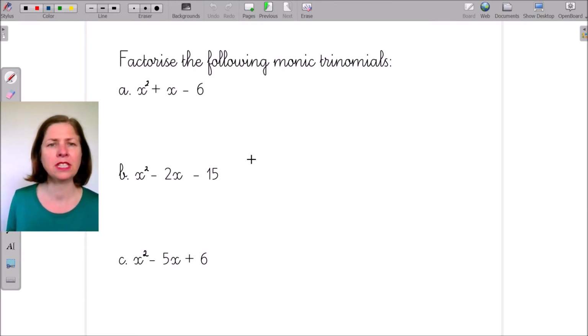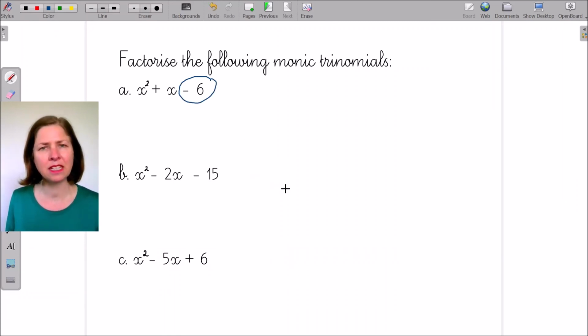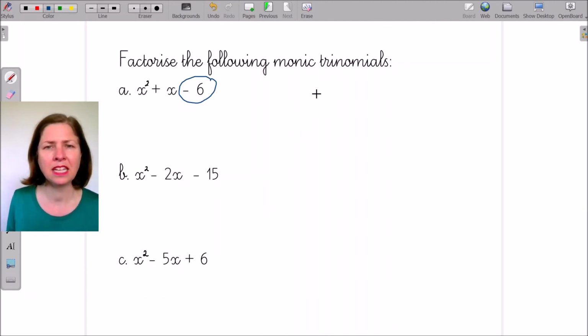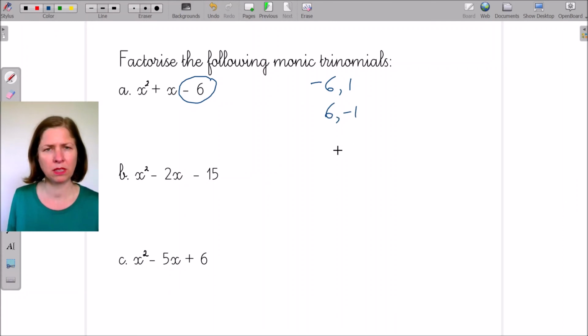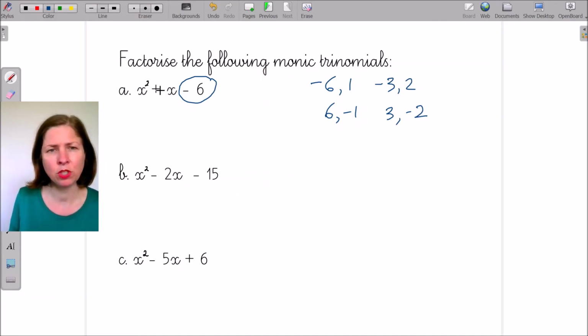Let's start with my first example. I now see that my constant term on the end is negative 6 instead of a positive. So what are the factor pairs that can give me negative 6? Well, negative 6 times 1 can give me negative 6, or positive 6 times negative 1. Or if I'm looking at 3 and 2, it can be negative 3 and 2, or 3 and negative 2. And now I just do the same thing. Which of those factor pairs adds up to the coefficient of x? And in this case, it's a little invisible 1. We don't write 1 there, but it is 1.